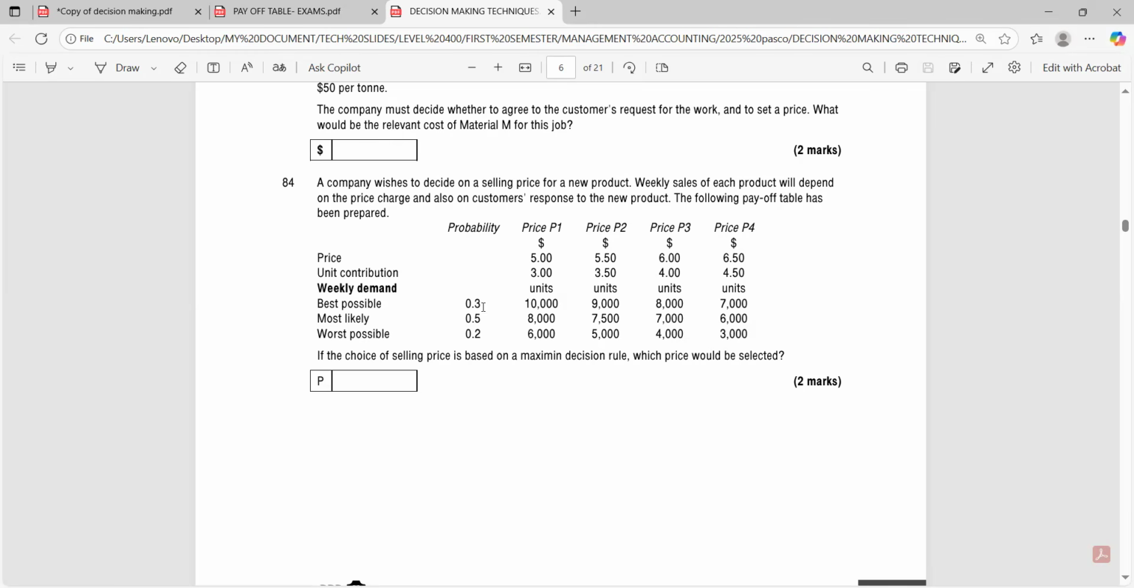So here, they've already constructed it for you. 10,000, 8,000, 6,000. You select the minimum, which is 6,000, because it says maximum. 6,000 is the minimum. 9,000, 7,000, 5,000. 5,000 is the minimum. 4,000 is the minimum, and 3,000 is the minimum. Which one will be the maximum of the minimums? 6,000. 6,000 will be the maximum of the minimum. And it's which price? Price 1.